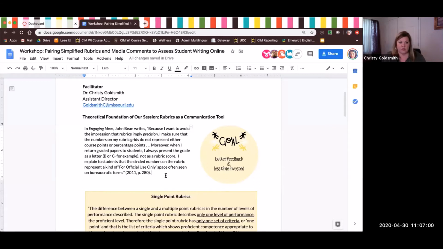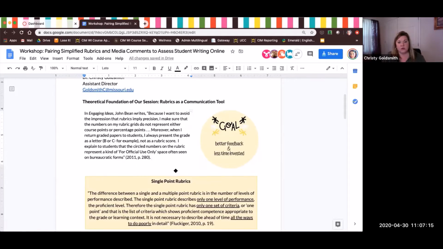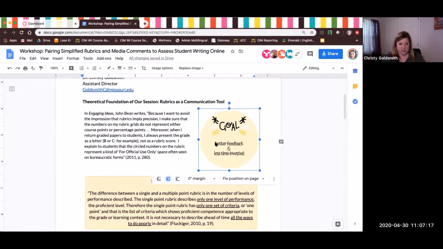We know that the way to improve writing is also to provide really good feedback, and so the rubrics can do that without us being forced to pick a 3 or a 4, right? Which I'm always like 3.5. That's sort of what I am challenged with the rubric categories. So the goal of a rubric and of our session today is twofold. We want to give better feedback, and we also want to invest less time.